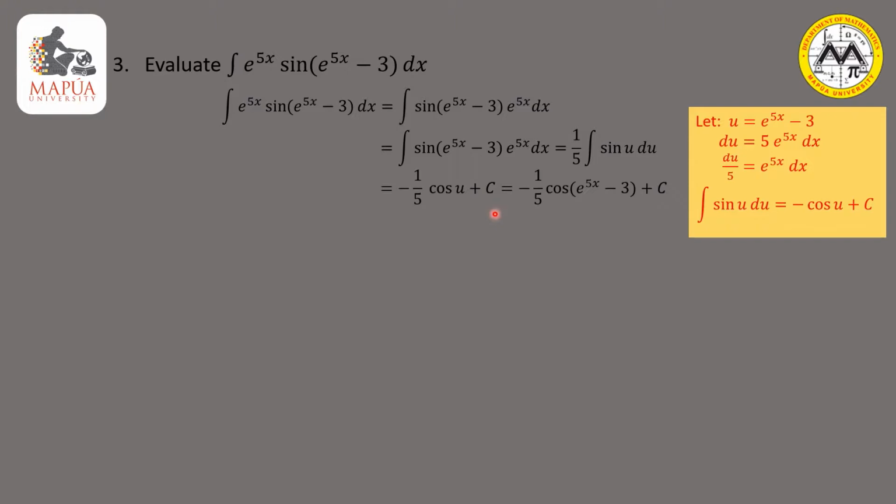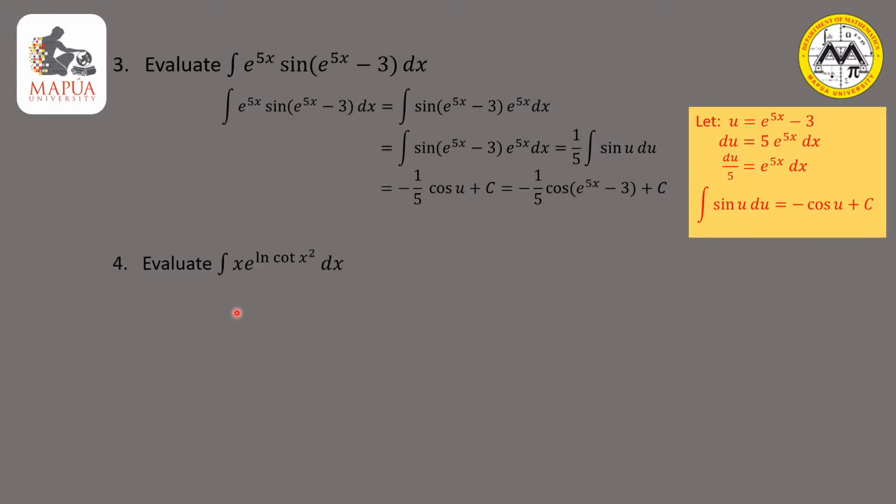Again, whenever we are making use of u substitution, we should not forget to write back the integral in terms of the original variable, so that this integral now is written as negative 1/5 cosine of e to the 5x minus 3 plus c.